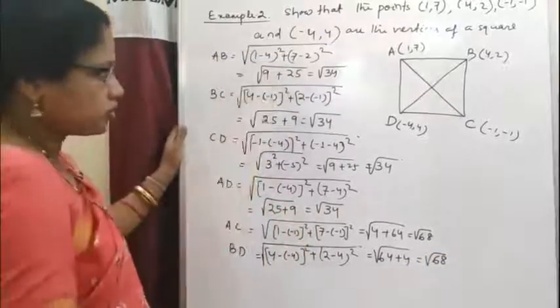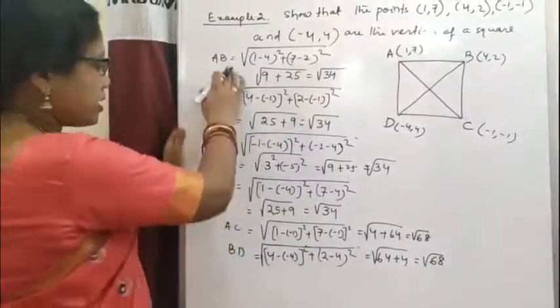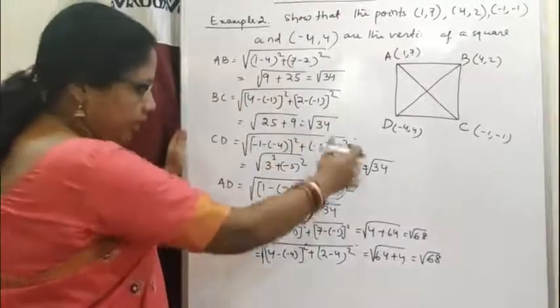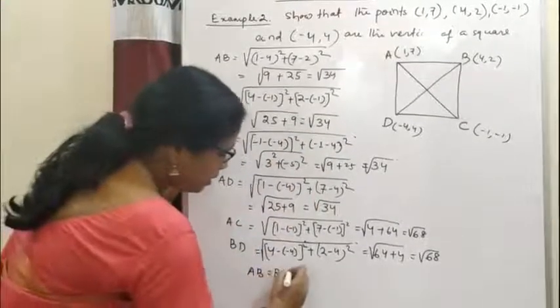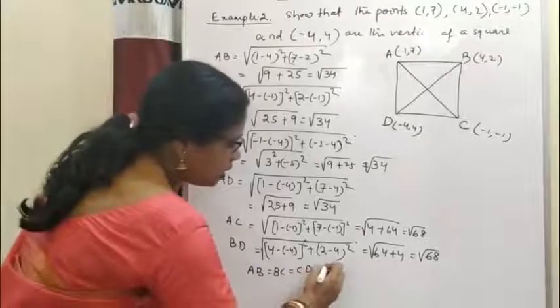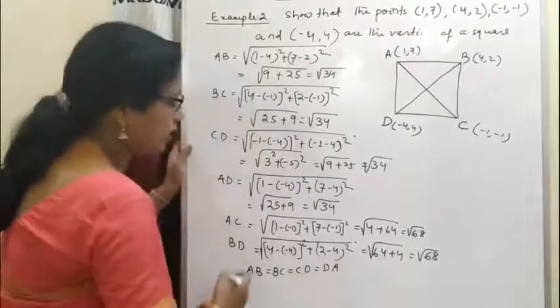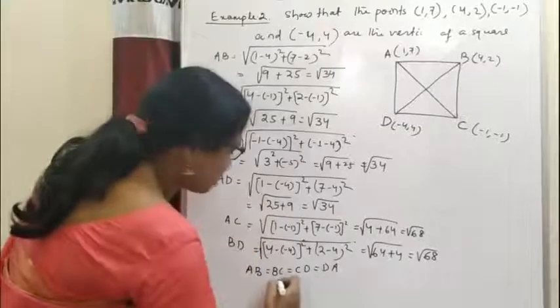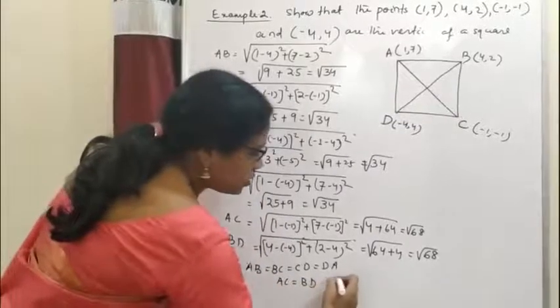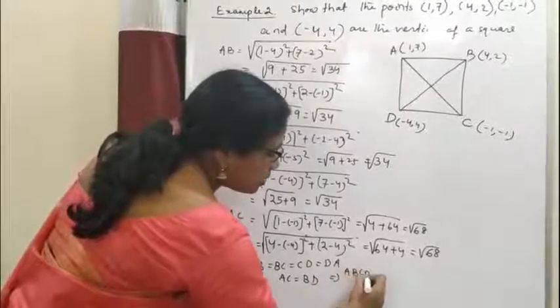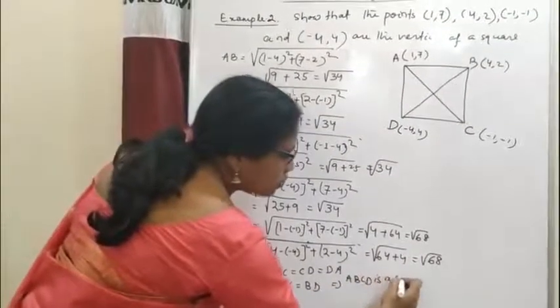So here you observe the four sides AB, BC, CD and AD are equal. So here AB is equal to BC is equal to CD is equal to DA. And the diagonals AC is equal to BD. So this implies ABCD is a square.